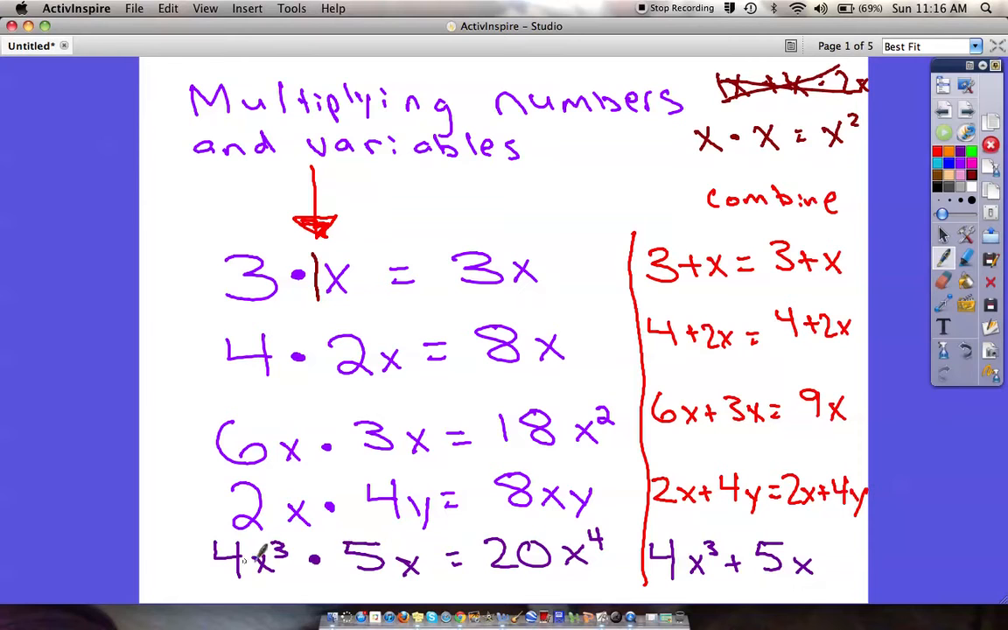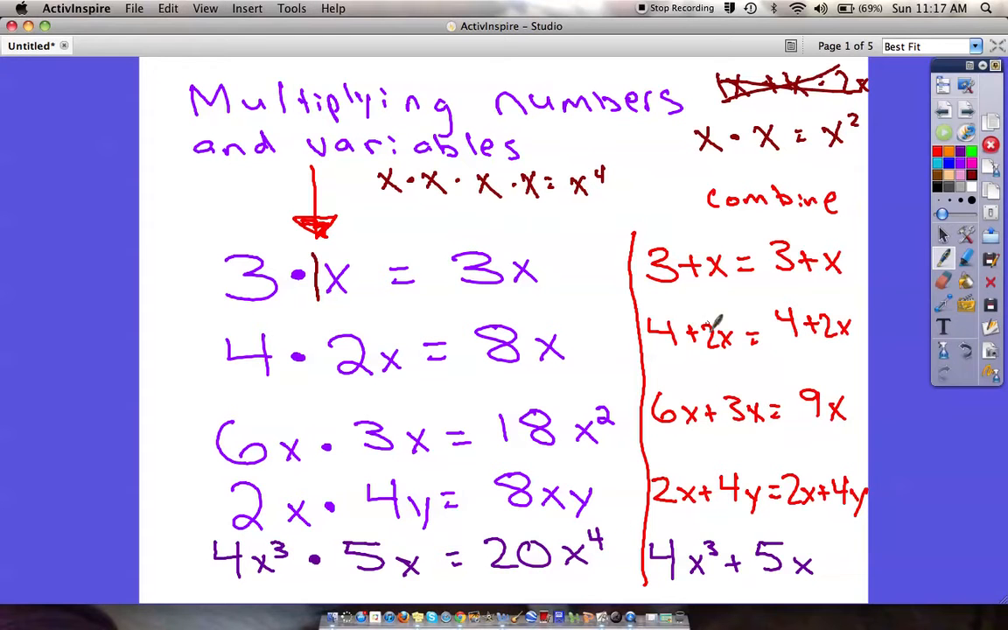And then down here, 4x to the third power times 5x. Well, 4 times 5 is 20. And then we've got to think about this a little bit. I mean, this should make sense. If we have x to the third power, that's the same thing as x times x times x. Now, we're multiplying another x here. So altogether, this is going to be x to the fourth power, which is what I wrote right here. So 4x to the third power times 5x is 20x to the fourth power.